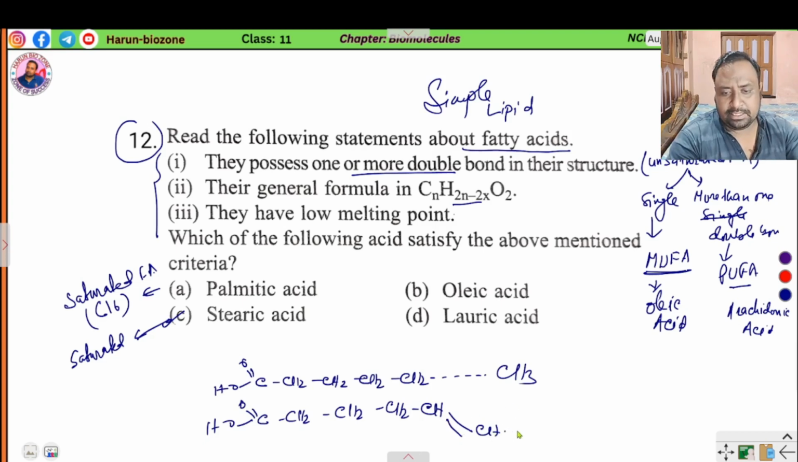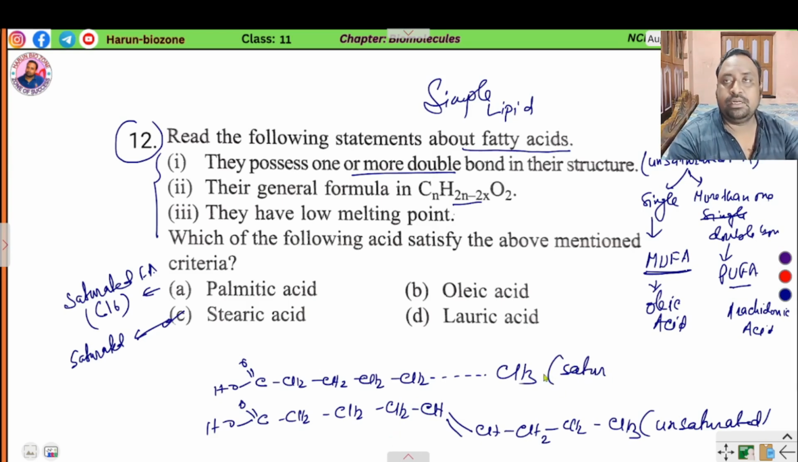Single double bond is present, CH2. This is called unsaturated fatty acid, unsaturated due to the presence of a double bond. So they are liquid at room temperature, but saturated fatty acid is solid. Except, for example, dalda, ghee, and butter are saturated. But mustard oil is unsaturated fatty acid.